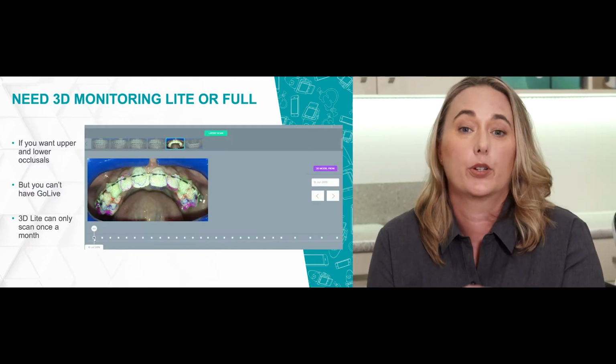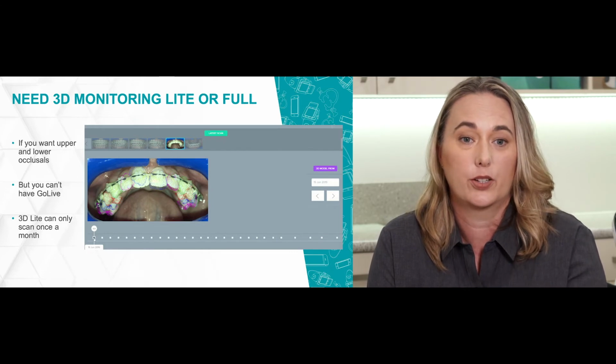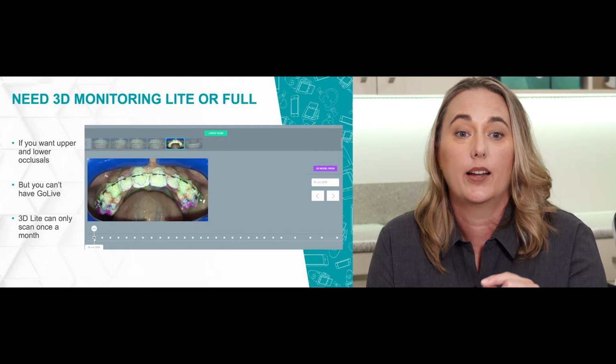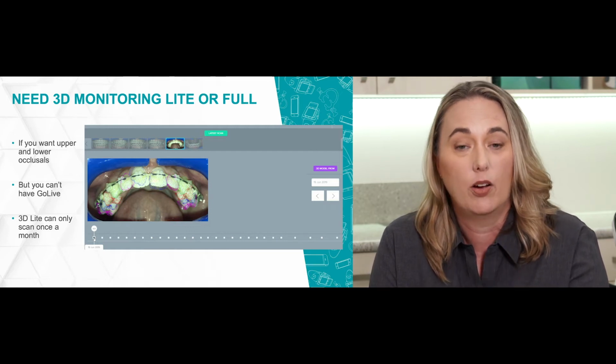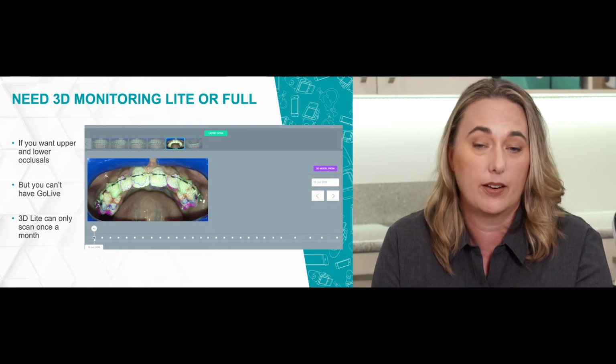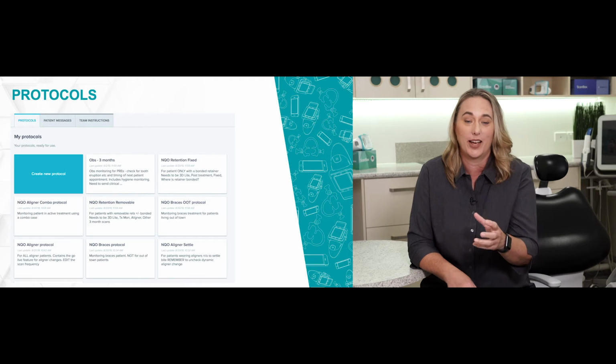So you need 3D monitoring light or full if you want to see upper and lower occlusals, like in the picture shown here. But you can't have go live in the 3D monitoring light or full options. With 3D light, you can only scan once a month, and I use that for my retention monitoring protocols. So these are my protocols that I have, and I try to keep them fairly basic and fairly simple, yet flexible enough to cater for what we need to do.